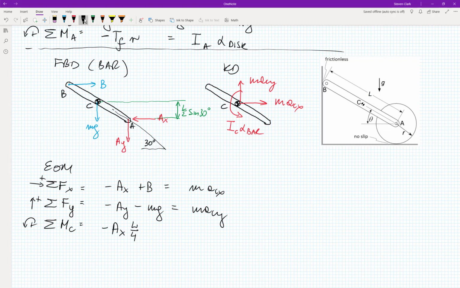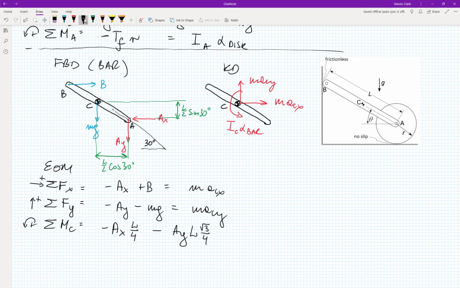Okay, how about AY? AY times this distance. And this will be L12 cosine 30 degrees. So in here we will have basically L times square root of 3 divided by 4. And positive or negative? Negative. So I have to switch this plus with minus.